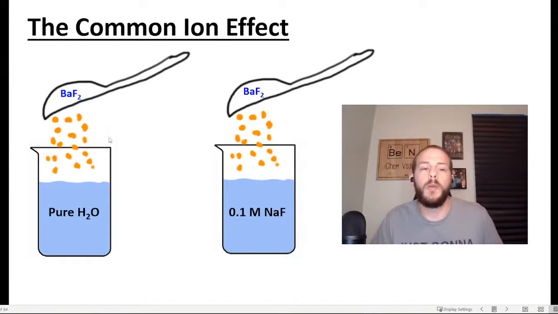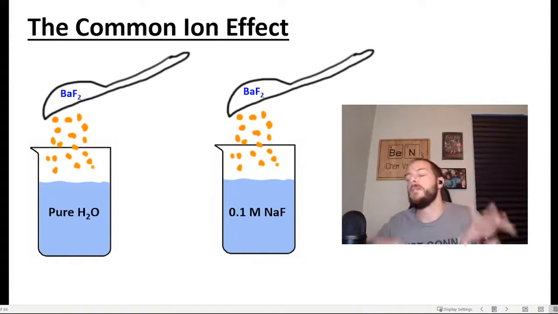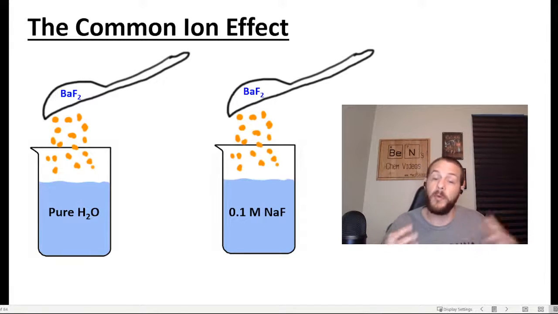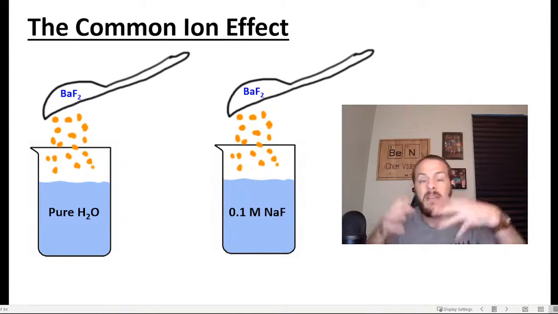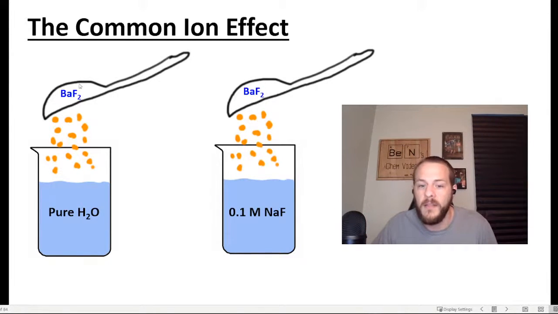Imagine one scenario in which we put some barium fluoride in pure water. And imagine another scenario in which we're putting barium fluoride into a solution that already has some fluoride in it. Let's say that solution is 0.1 molar sodium fluoride. So sodium fluoride and barium fluoride have an ion in common. That's why it's called the common ion effect. The ion these two compounds have in common is the fluoride ion.